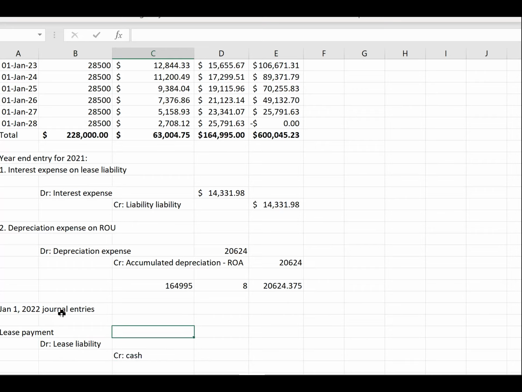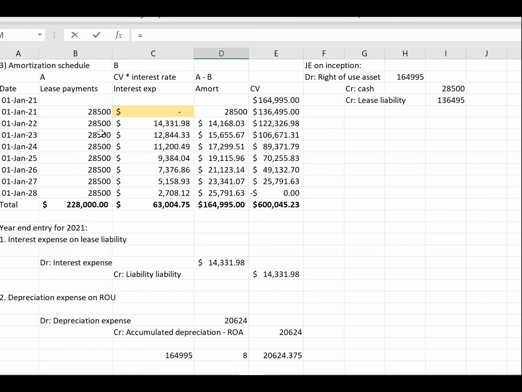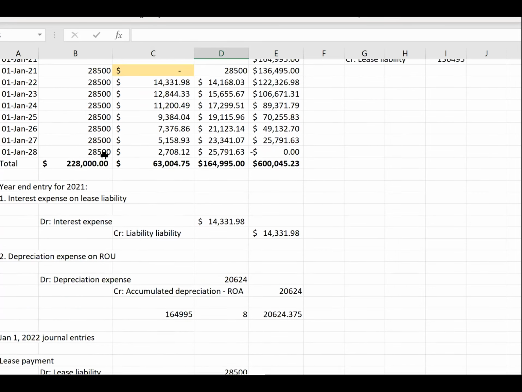This is an important entry to understand because the debit to lease liability I found a little bit hard to wrap my head around, although now that I understand it better, it makes perfect sense. We know that our lease payment every year is the same amount, this 28,500.